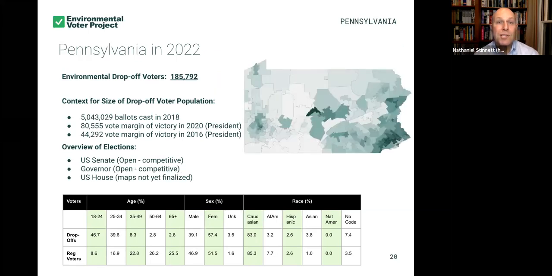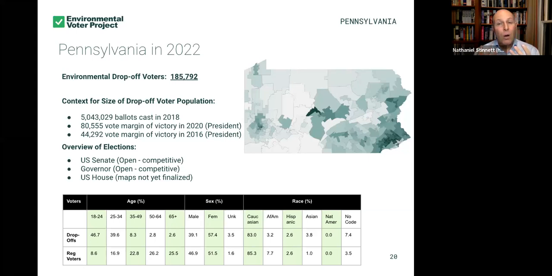All right, here's the second of these two states that I'm completely obsessed with, Pennsylvania, and not just because I was born in Pennsylvania and grew up there, but because it's enormously important. The state legislature, the state Senate there is pretty tight, but the US Senate and governor's races are completely open. Boy, are they going to be competitive. And there is a huge, huge number of these environmental drop-off voters.